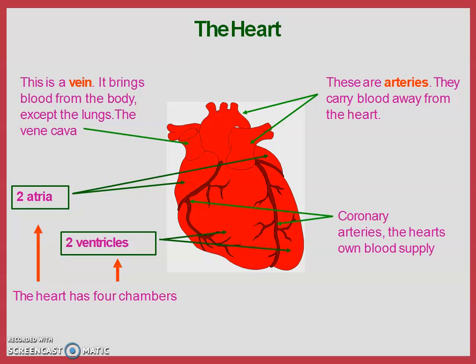Then the heart is surrounded by a tough two-layered sac. It's called the pericardium. Inside this sac, between these two layers, there is a fluid. That fluid is called the pericardial fluid, which is found in the cavity between the two layers of the pericardium. Now the structure: it is a double pump. It is divided by the septum into two halves, as I told you.